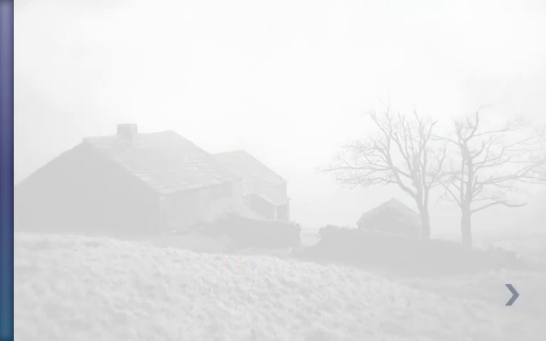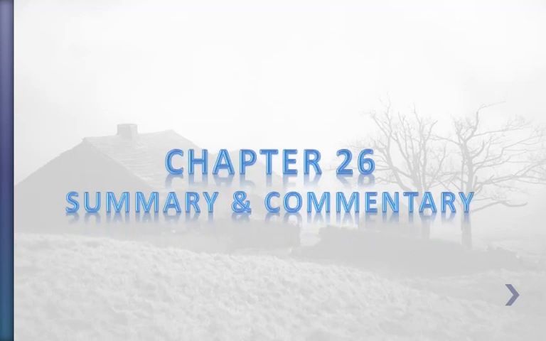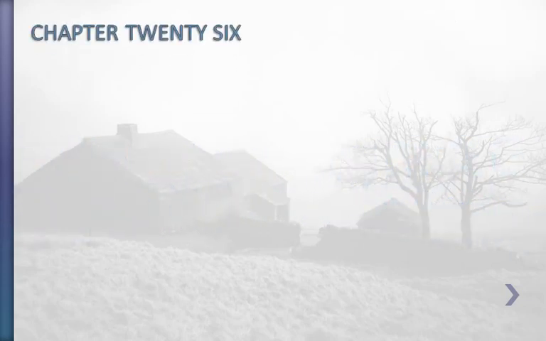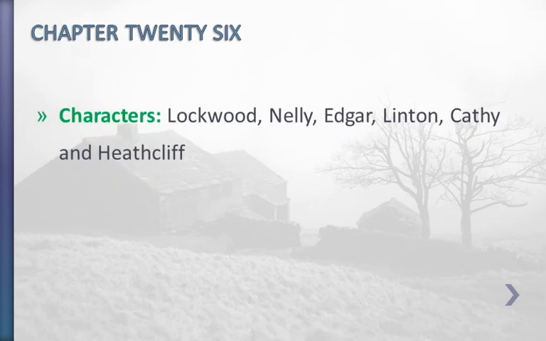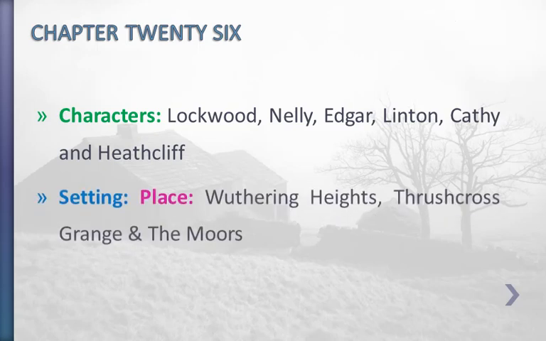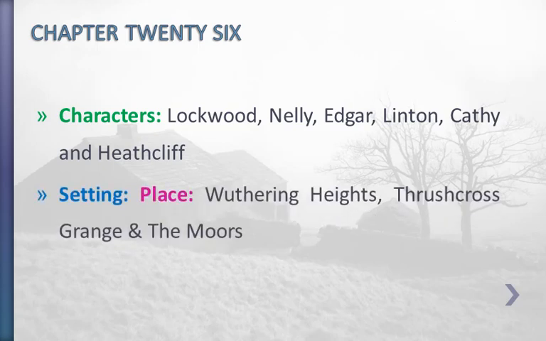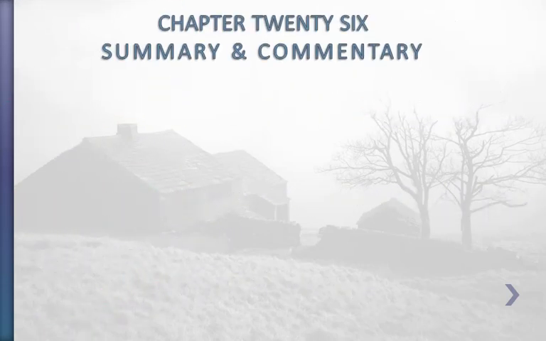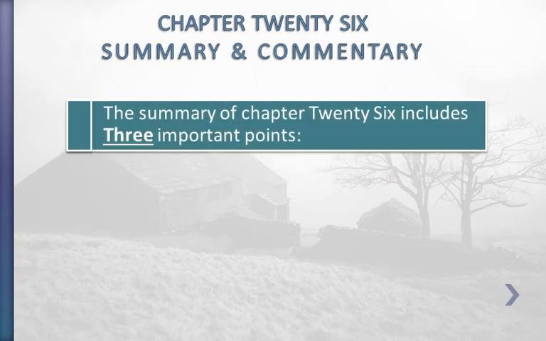Moving on to the second chapter that will be discussed in this lecture, chapter 26, its summary and commentary. The main characters in chapter 26 are Lockwood, Nellie, Edgar, Linton, Kathy, and Heathcliff. Setting, places: Wuthering Heights, Thrushcross Grange, and the Moors. Time: before 1801.